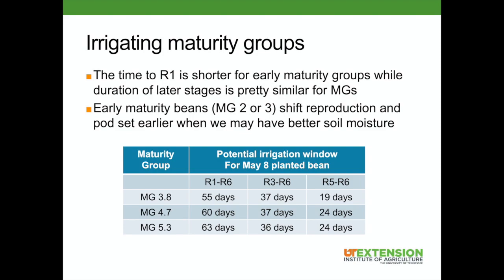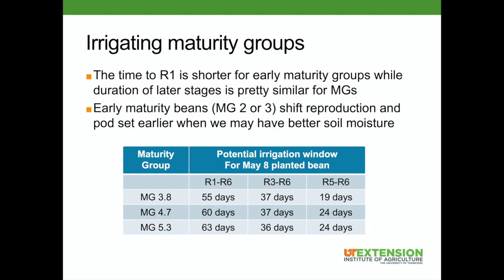I think most of our irrigation work suggests that it's probably not a good practice to start watering early, but to monitor soil moisture and focus on those later reproductive stages to try to do a good job with watering. So that would be R3 to R6, or even R5 to R6 if it's a year where we're getting a lot of good rainfall early season.